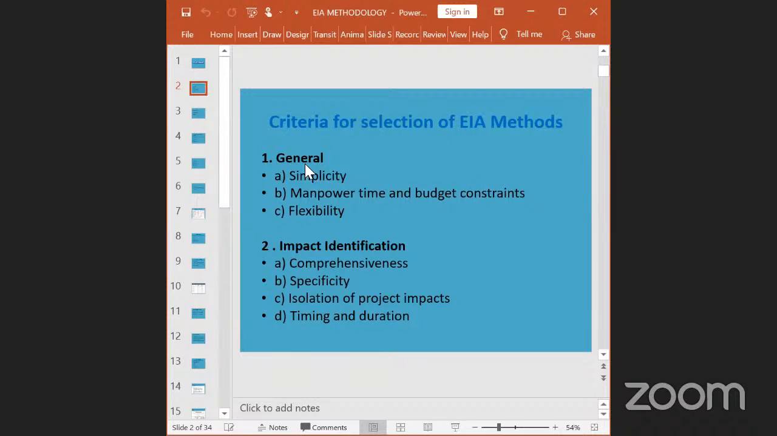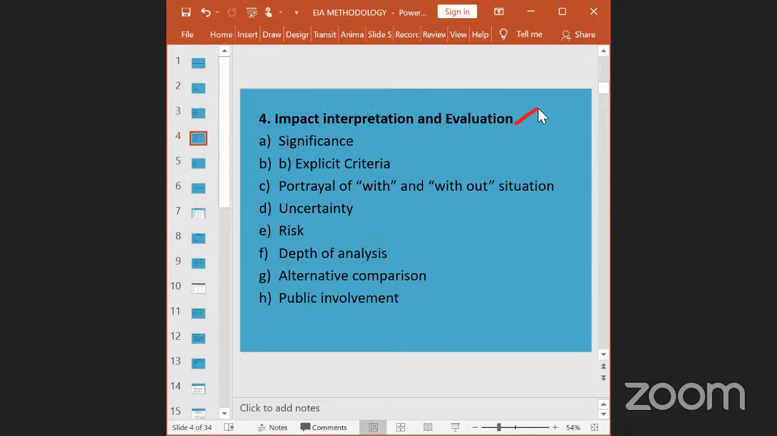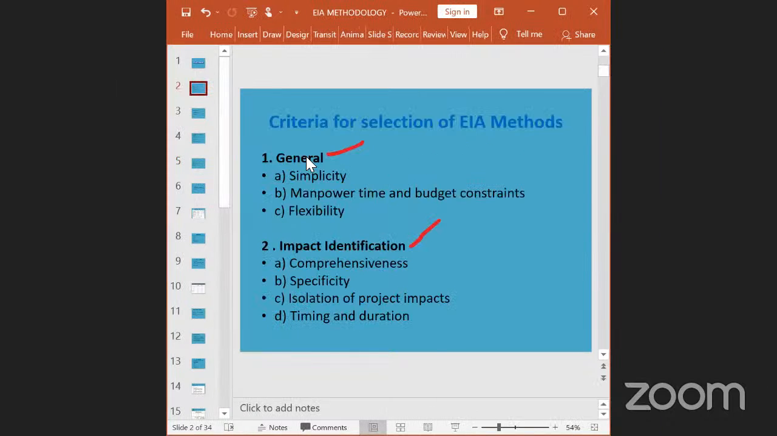Right, we have 5 steps here. First one is general, second one is impact identification, third one is impact measurements, fourth one is impact interpretation and evaluation, and finally the fifth one is impact communication, right? So we will discuss them one by one. First one is general.